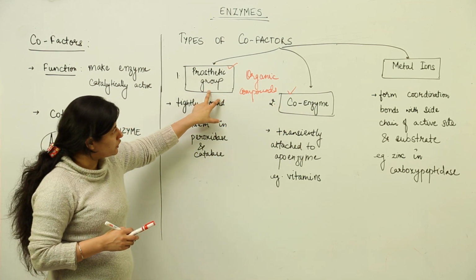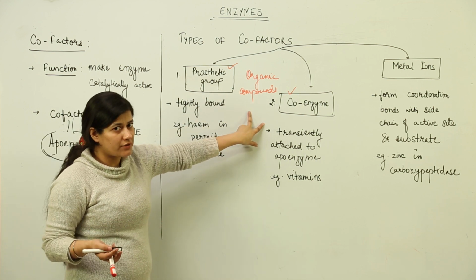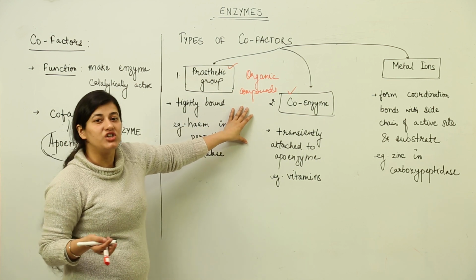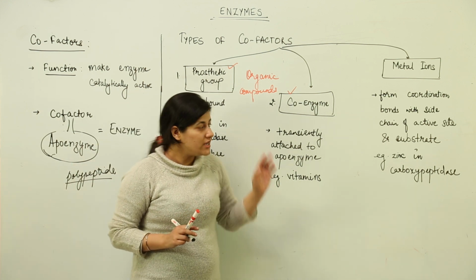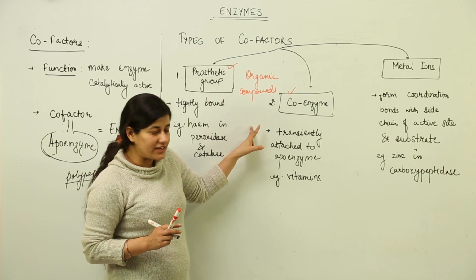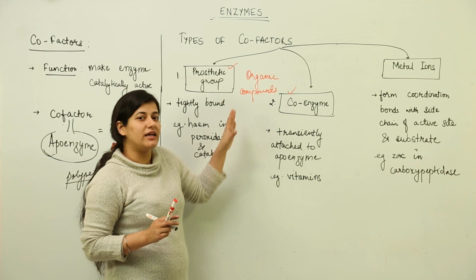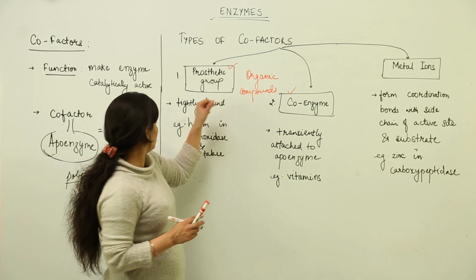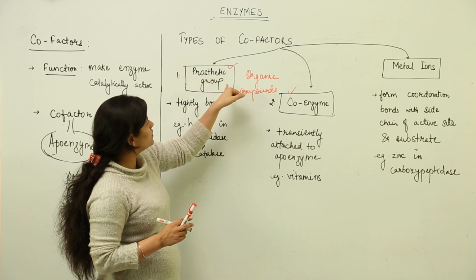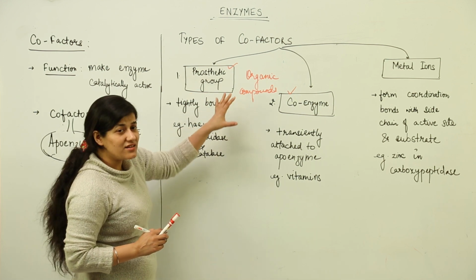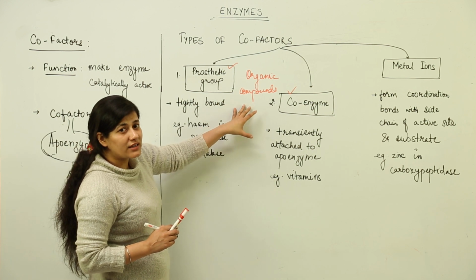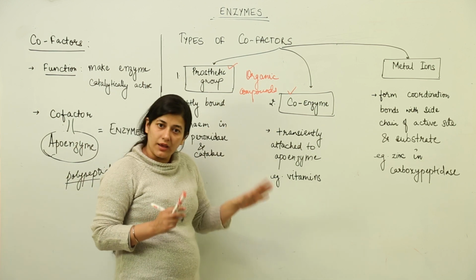In the case of a prosthetic group, the organic compound, whichsoever it might be, would be attached and tightly bound to the apoenzyme part of the enzyme. Alright, the organic compound that is tightly attached to the apoenzyme is known as the prosthetic group. This prosthetic group is responsible for providing the catalytic activity to the apoenzyme.